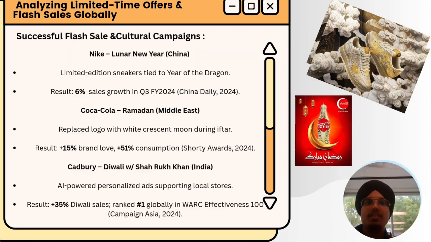Now let's switch gears to the brands that actually nailed this strategy and did not just throw up a discount banner and hope for the best. First, there is Nike in China. They created exclusive sneakers tied to the Lunar New Year, tapping into the tradition with modern style. The result is a spike in sales and a boost in cultural relevance.